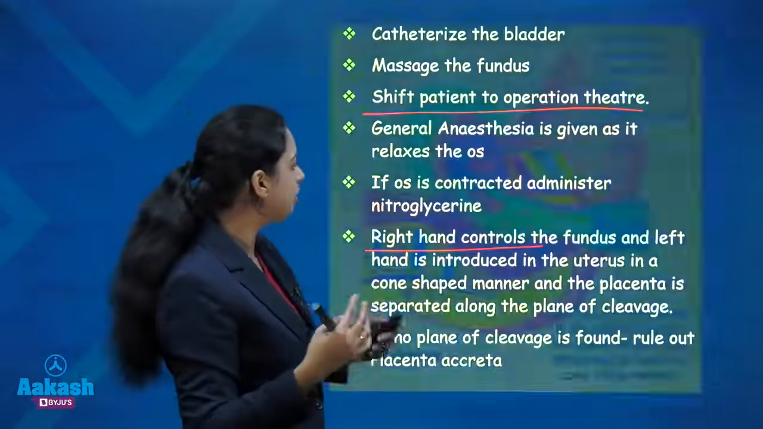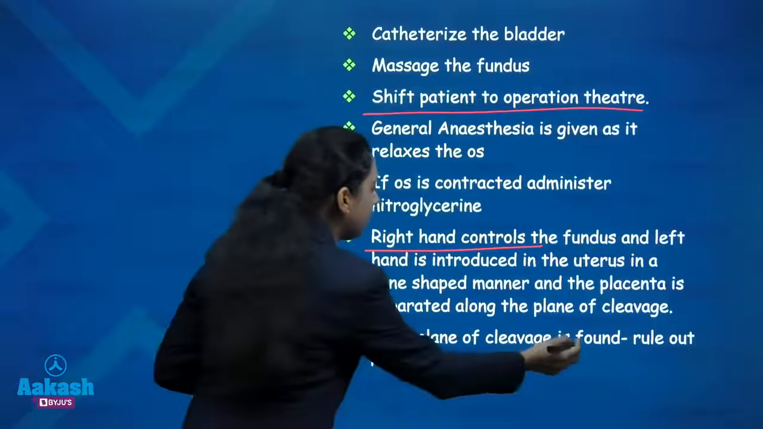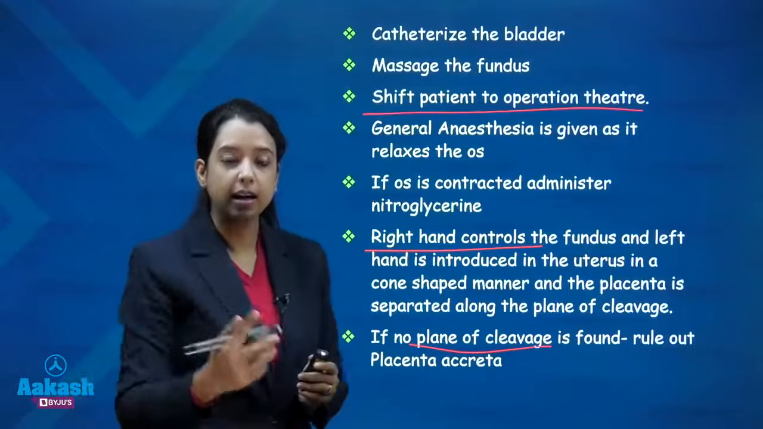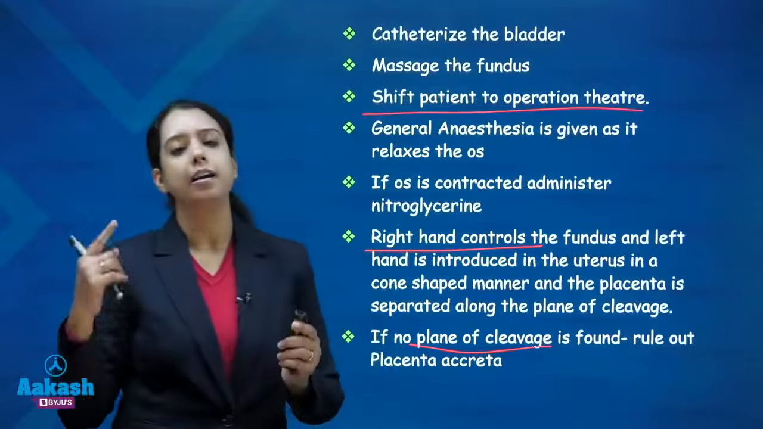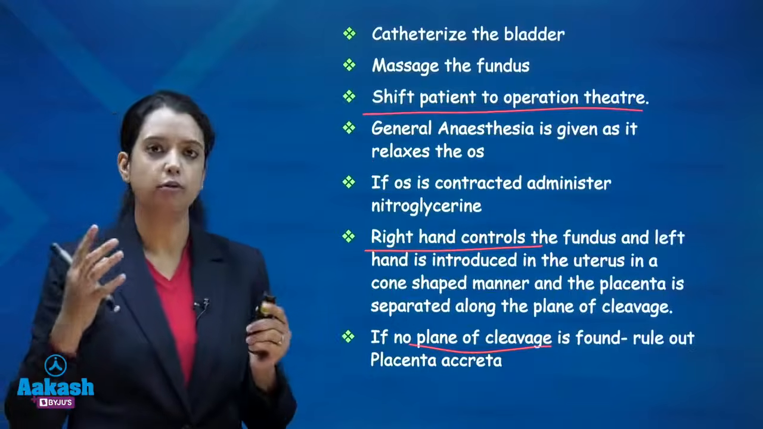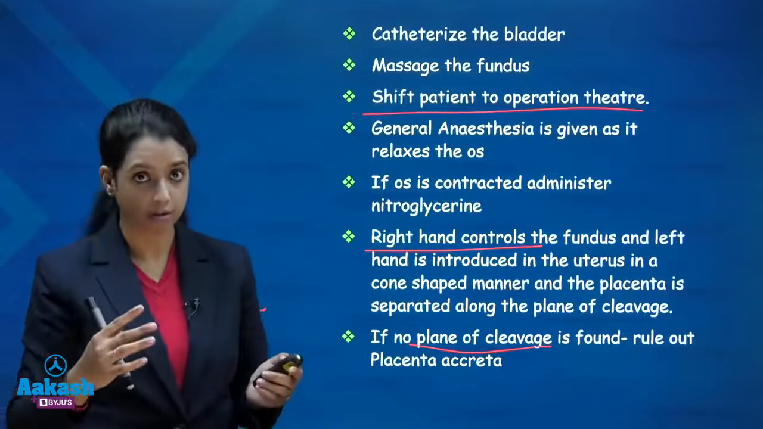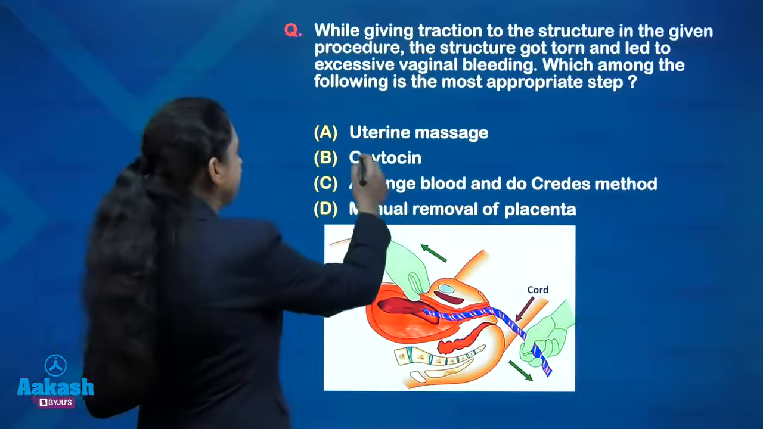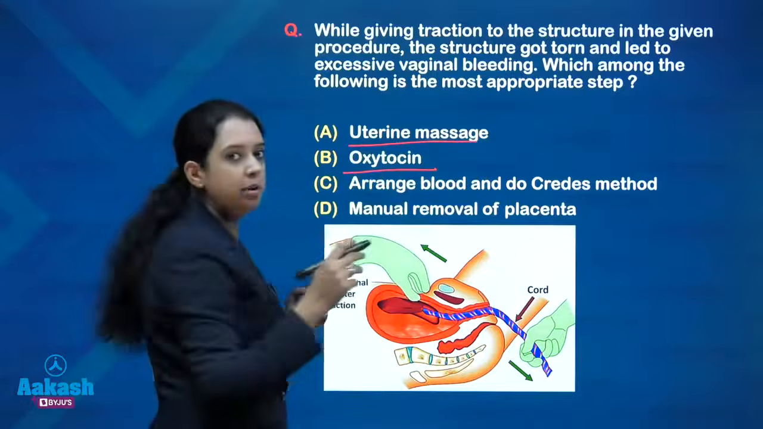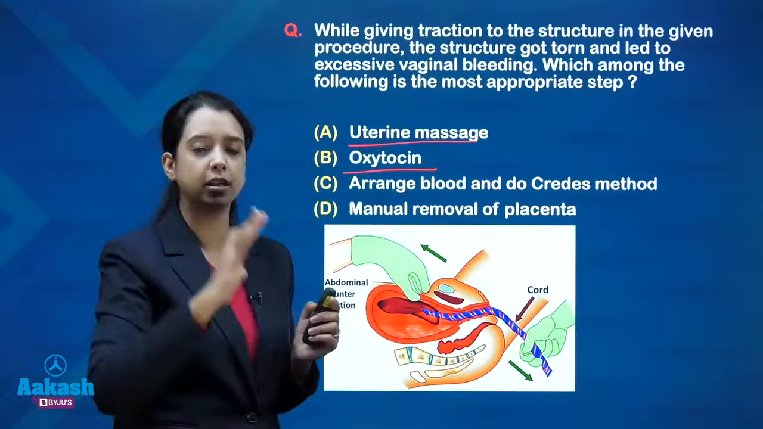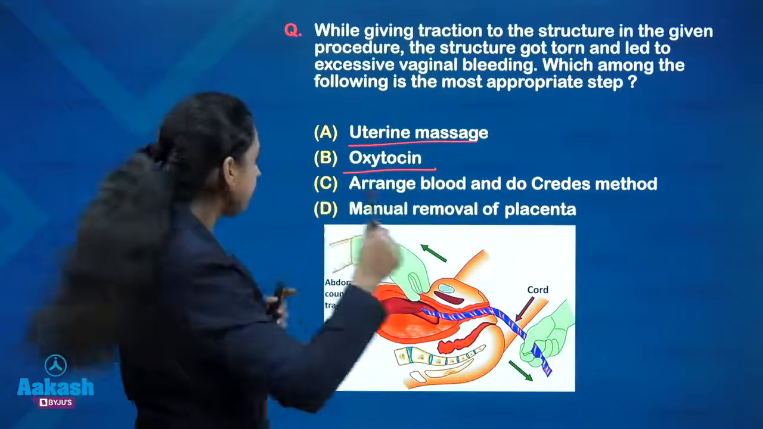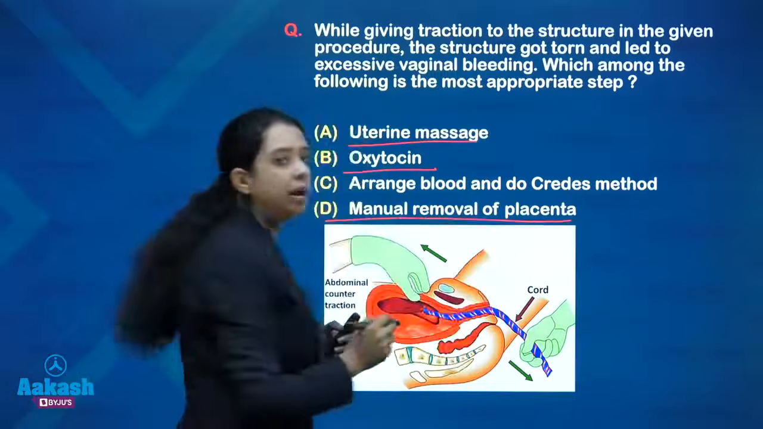Sometimes you are not able to find a layer, suppose no plane of cleavage is found. It means it's a placenta accreta, and now what do you have to do? You have to take the patient for hysterectomy. So uterine massage and oxytocin will be done while you are shifting the patient to OT. They are adjunctive treatment, but the definitive treatment is that you will remove the placenta manually.